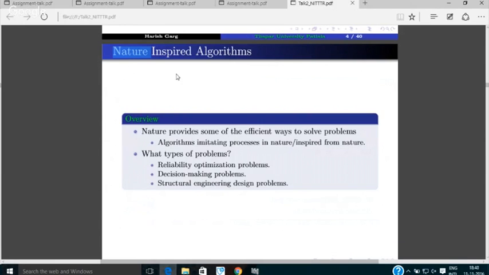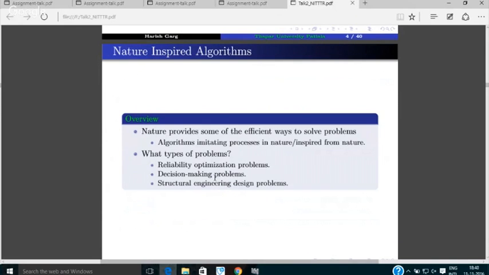Okay, so what type of problems do we solve using these nature-inspired algorithms? There are so many problems. Like some structural engineering design problems, some turbine problems from the mechanical point of view, some from the chemical engineering point of view. They have created some new design, and they want, say, the diameter of this to be up to 5 centimeters, up to 5 millimeters, and so on. So some structural engineering design problems, some decision making problems.